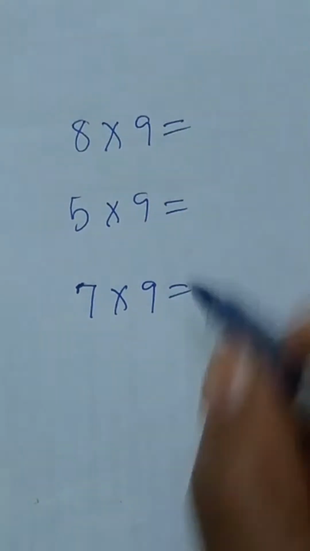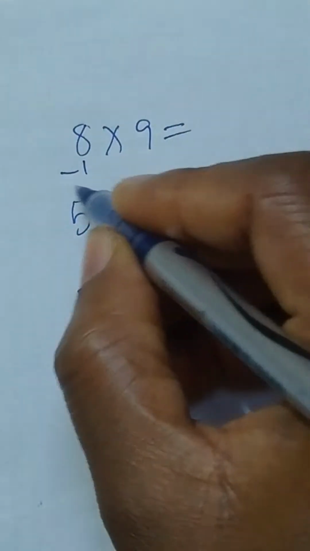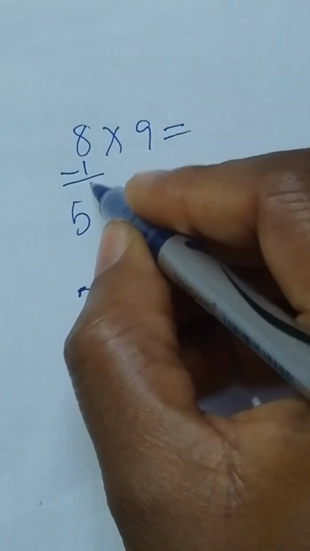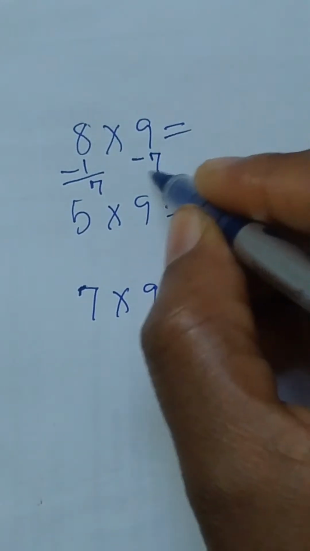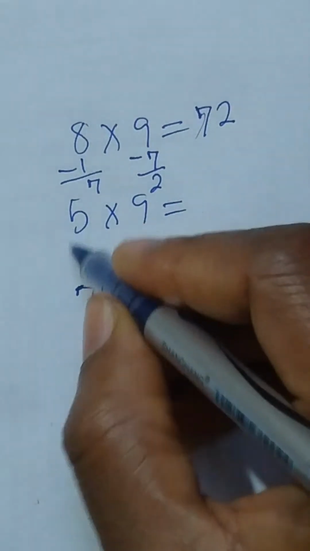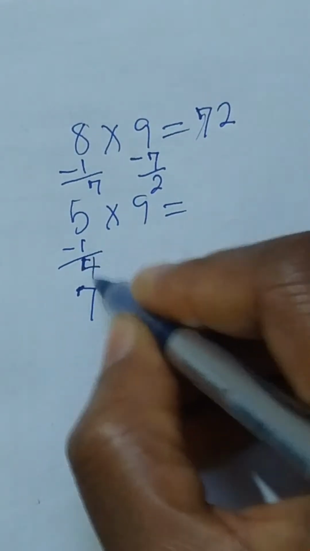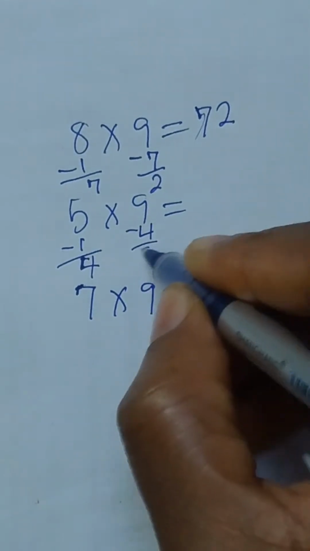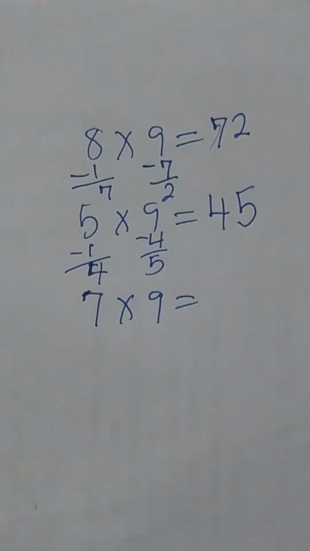Now the trick says that when you have this, you subtract 1. You do 8 minus 1, which gives us 7, and then you do 9 minus 7, and that gives us 2. You see, 72. We have 72. We do 5 minus 1, which gives us 4, then 9 minus 4 gives us 5. And that is 45. You see that it is true. Now it's a math trick.